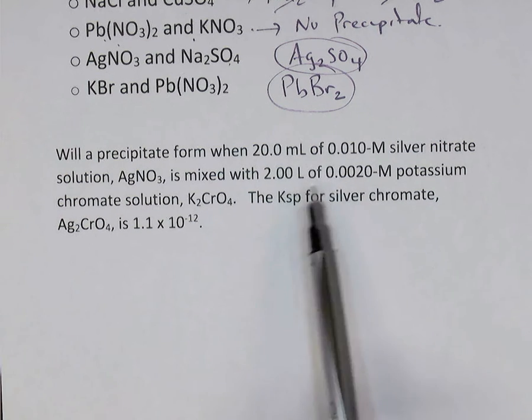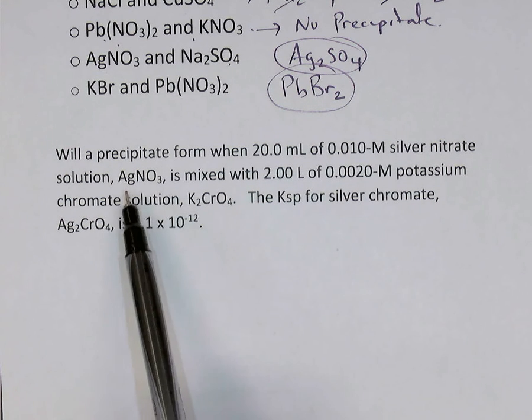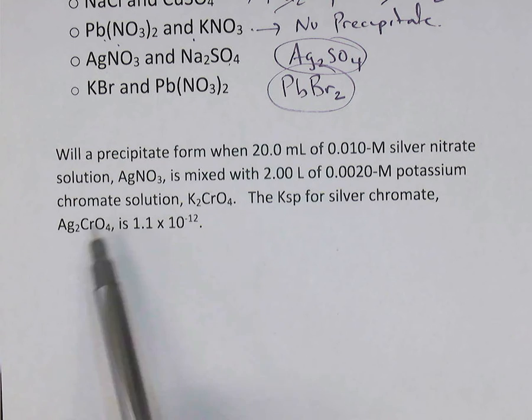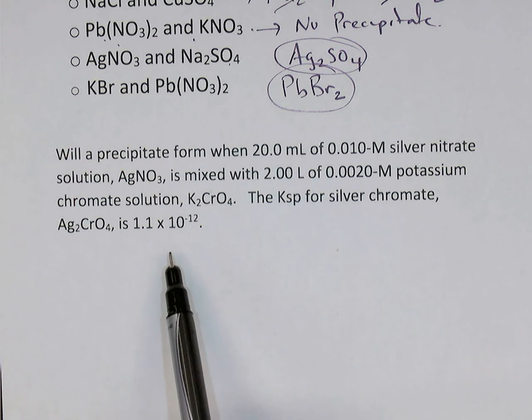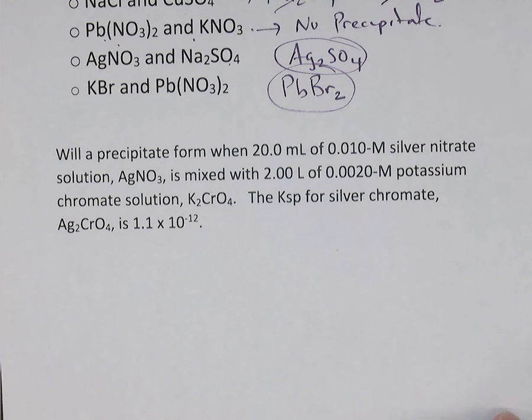Now, when you mix these 2 solutions, by the logic that we were using above, we can see that one of the products is silver chromate. And silver chromate is clearly not very soluble. It's got a very small KSP. So silver chromate might precipitate. The question is, will it precipitate?